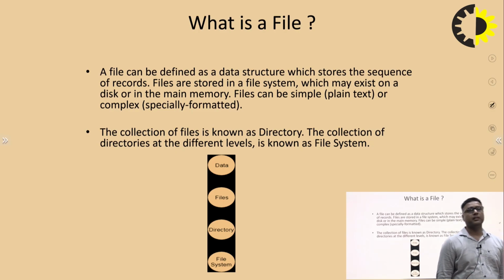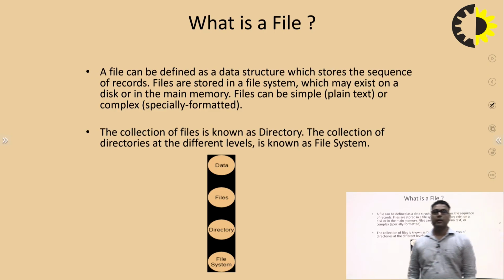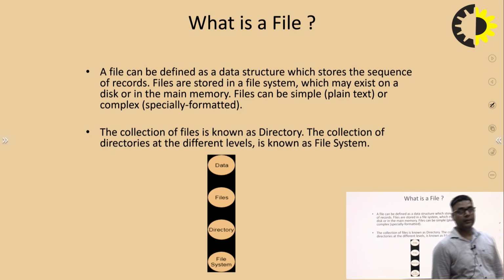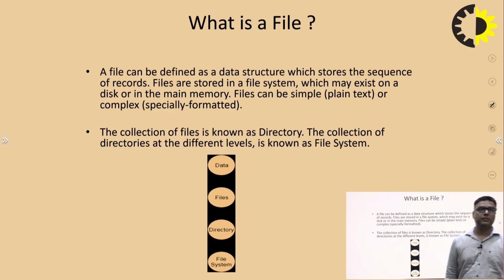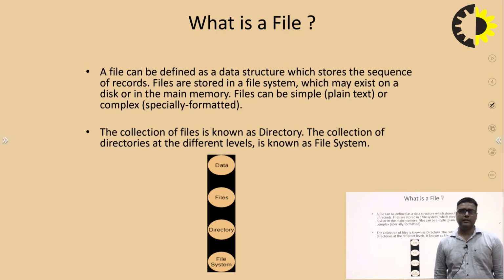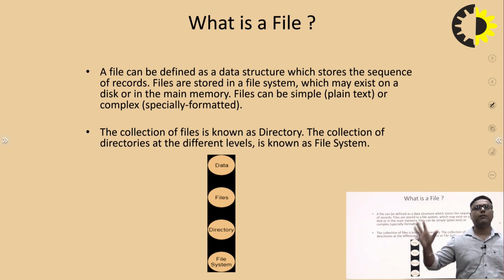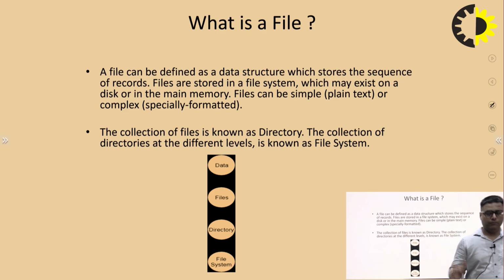Where data is written down, where data is stored. The collection of files is known as a directory. In any directory, a number of files are stored in different manners. The collection of files is known as a directory, that is called a folder. The collection of directories at different levels is known as the file system. Different directories stored in one place, that is called the file system.